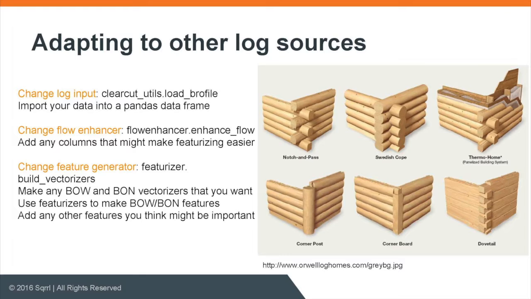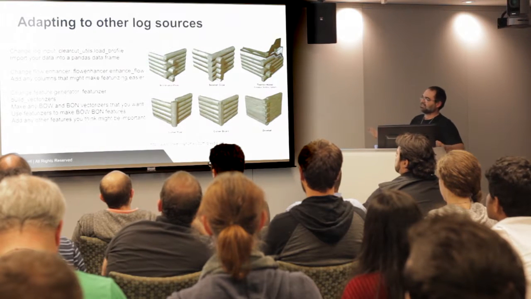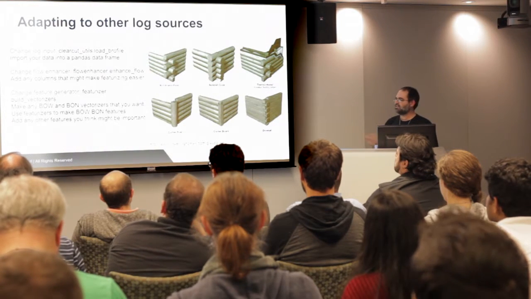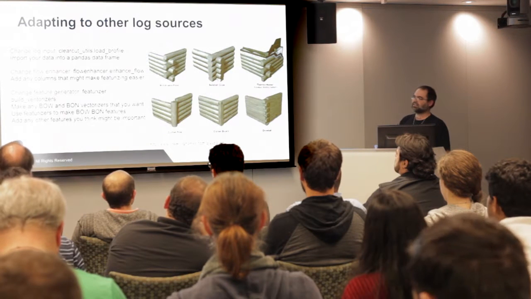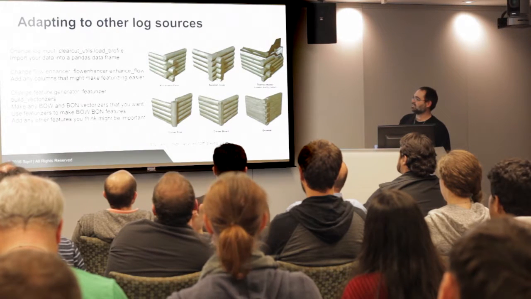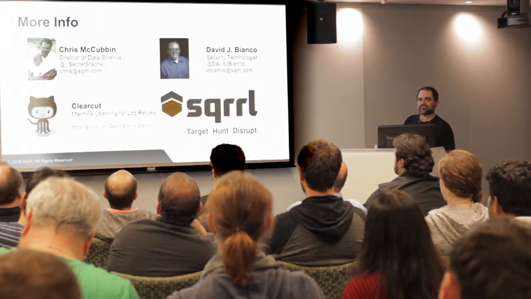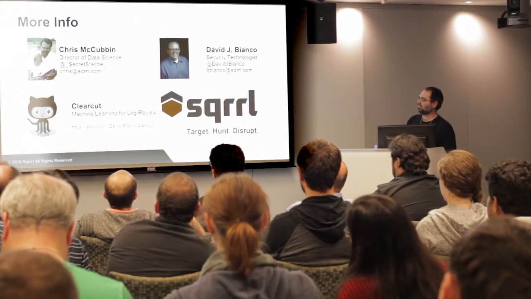I put a little recipe in here for anybody that wants to tinker with the code. If you wanted to do different log types, these are the four steps you'd have to take. There are three files you'd have to change, and then four steps. Basically, you have to read the data in differently and generate features differently. If you do this, it should work on any other log type. I'm not going to go through those in great detail, but if you want to ask us any other questions about that, here's our contact information.